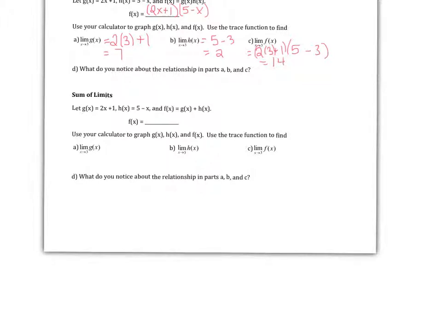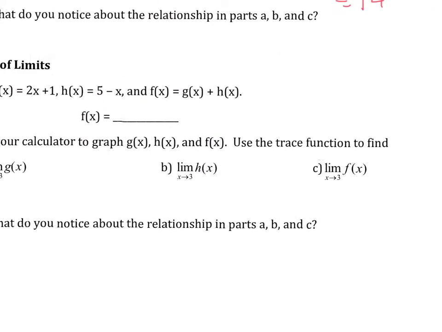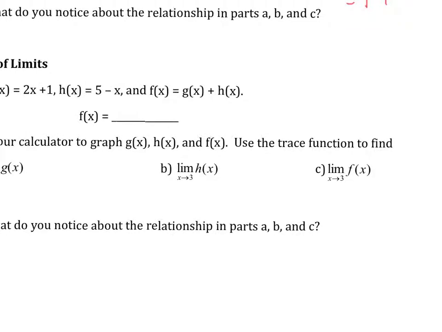Okay, let's move on now to look at the sum of limits. So our functions, g of x and h of x, are going to be the same as the functions we looked at for our product of limits. And f of x is going to be g of x plus h of x. So f of x would then have to equal 2x plus 1 plus 5 minus x. If you want to simplify that, go ahead. You absolutely do not have to.